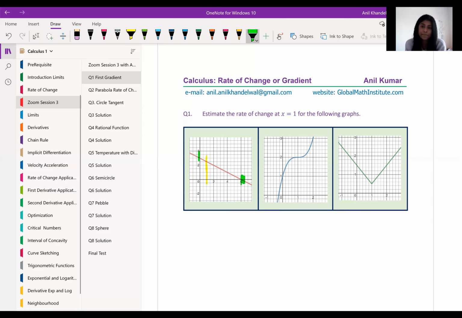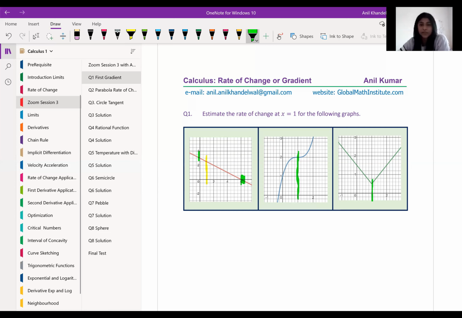How will you do the second graph, which looks like a cubic function? At x equals 1, there's a straight line. So that tells us that the gradient is 0. That's perfectly fine. How about the third one?